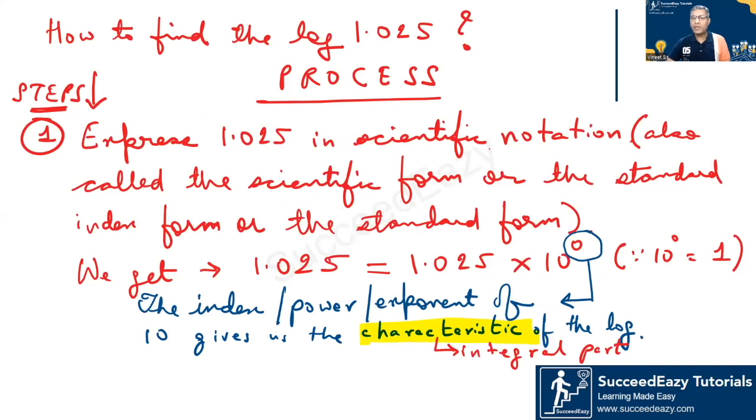So how to find the log of 1.025, to be precise, to the base 10? Let's understand the process now. Let's look at the steps. First, you express 1.025 in scientific notation, also called the scientific form or the standard index form or the standard form. I intend to make a separate video on scientific notation very soon.